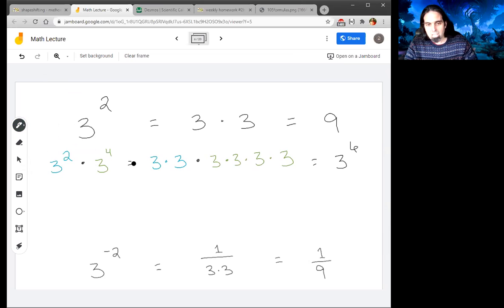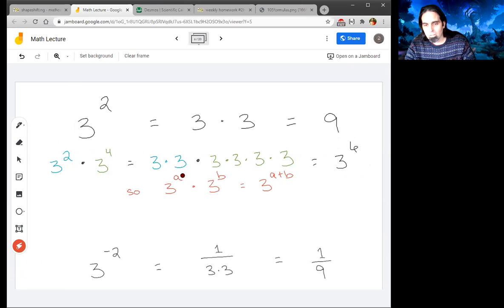Okay, so this second line with the blue and the green, I have 2 copies of 3 multiplied by each other, and I have 4 copies of 3 multiplied by each other. And that makes 6 copies of 3 multiplied by each other. So we get this rule that if I have one exponent and I multiply it by the same base with another exponent, then we're adding those exponents up.